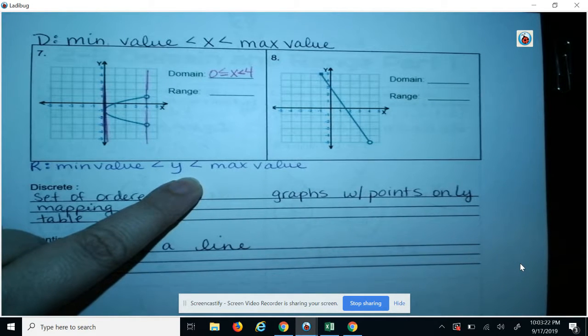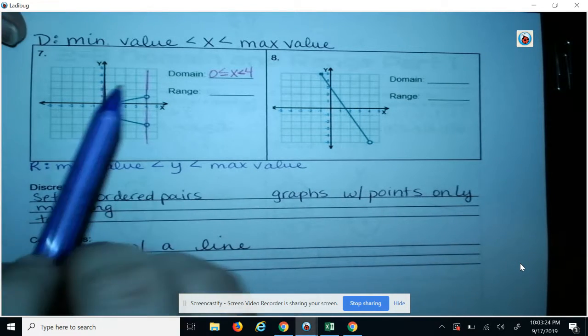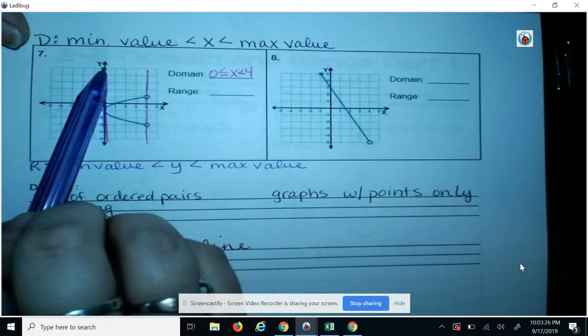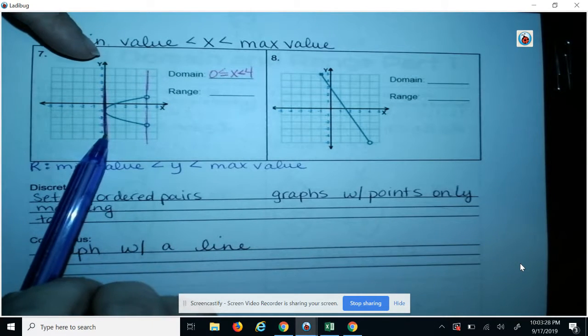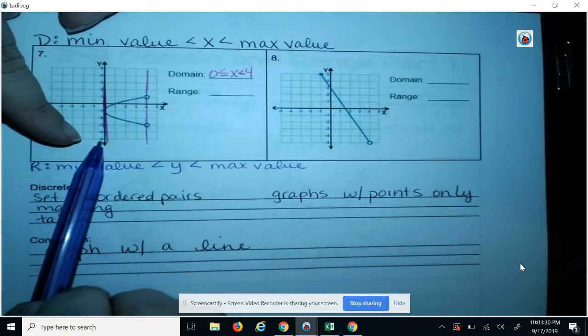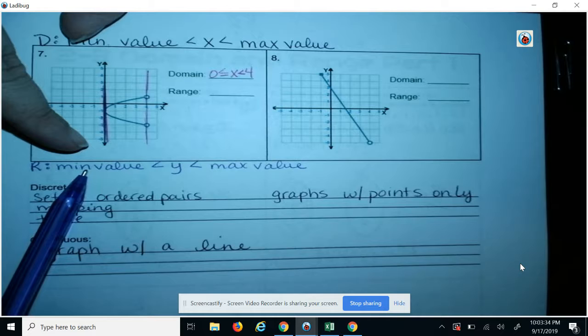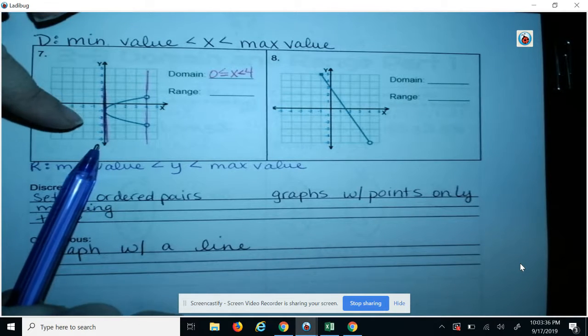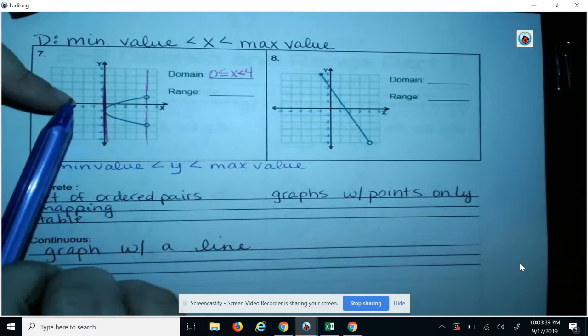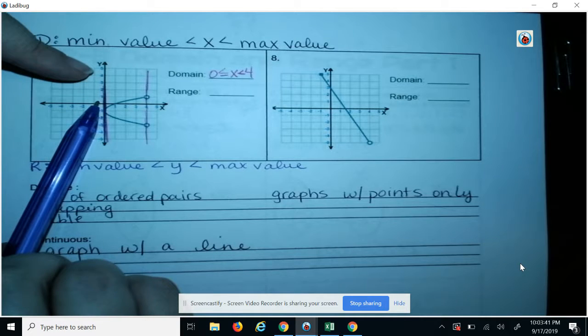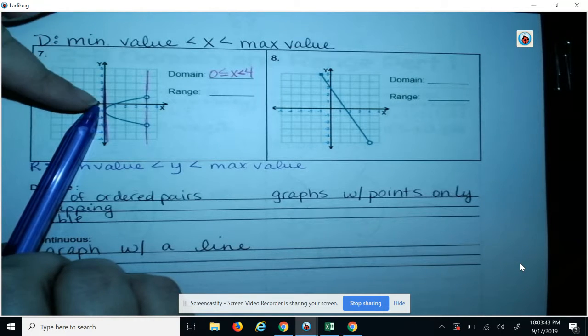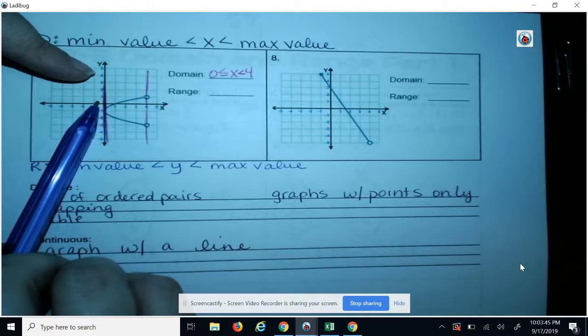Okay, so again, I'm going to look at my graph. Remember, range is y. So looking at the y-axis, my minimum, it's smaller down at the bottom of the graph. So your minimum value is how low can you go? And on my maximum value, it gets bigger on the top part of the y-axis. So it's going to be how high it goes.